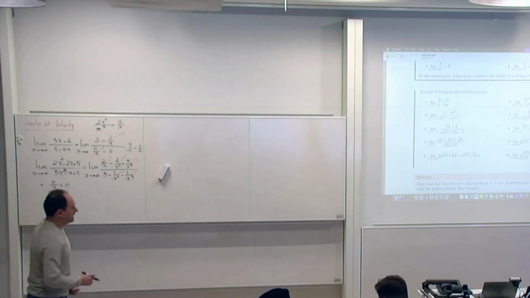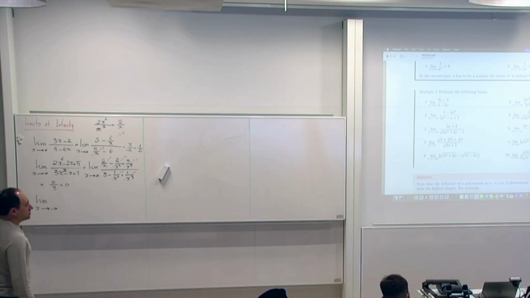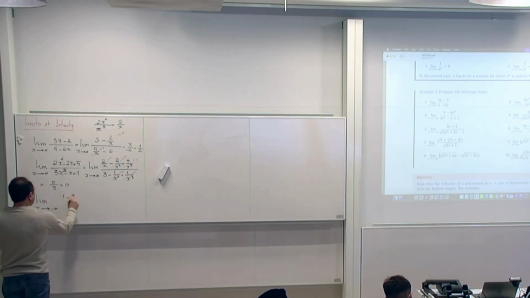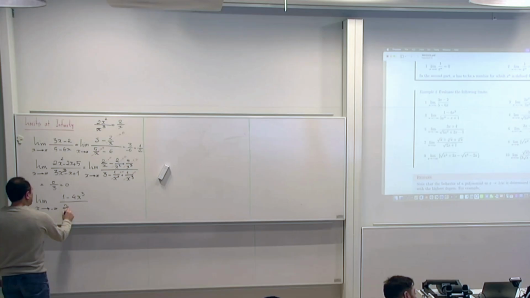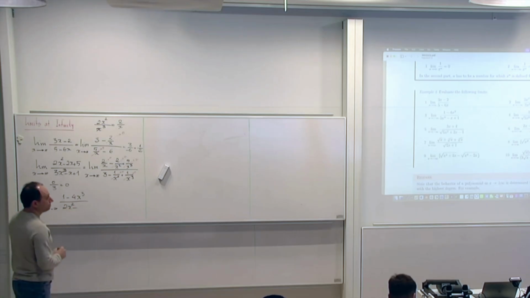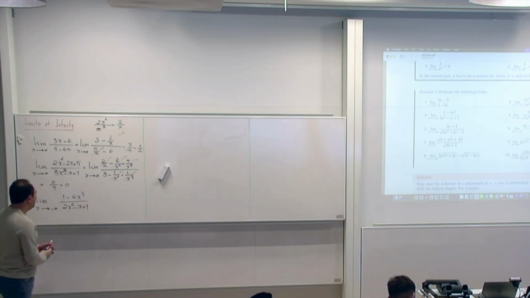Okay, the next one is the other way around. Can you see that? So this time let us send x to minus infinity. And then I have 1 minus 4x cubed, and then divided by 2x squared minus x plus 1. So here the scenario is different.